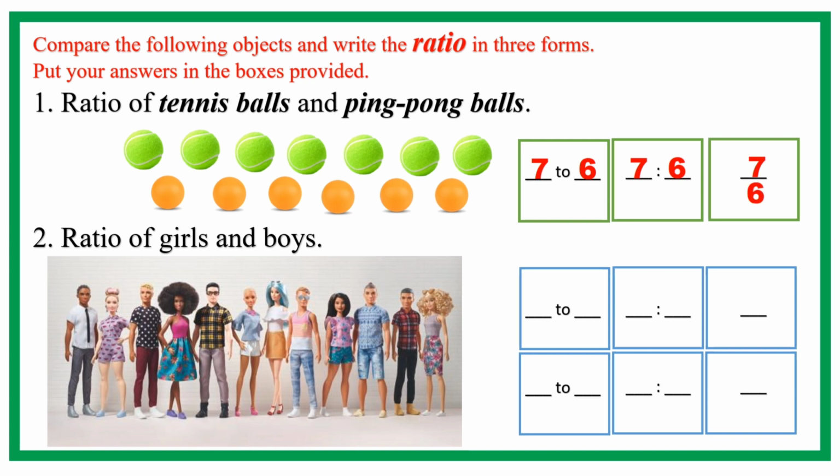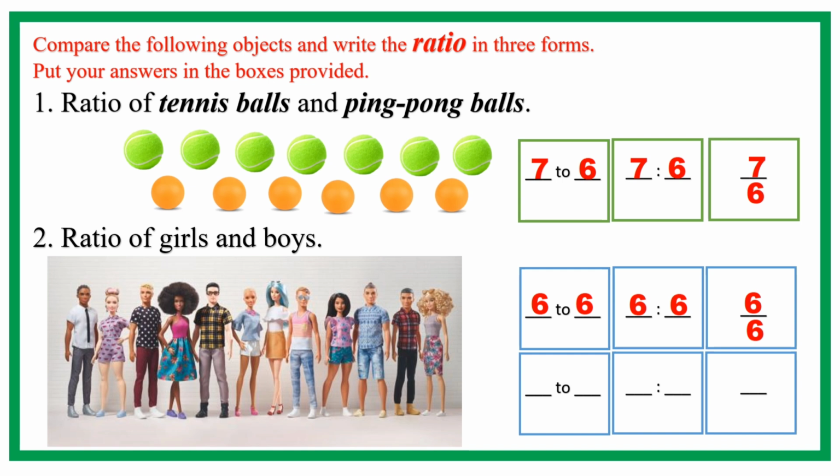Now, let's answer ratio of girls and boys. Let's count the number of girls. 1, 2, 3, 4, 5, 6. We have 6 girls, and let's count the boys. 1, 2, 3, 4, 5, 6. We have 6 boys. We can also write the ratio in fraction form.